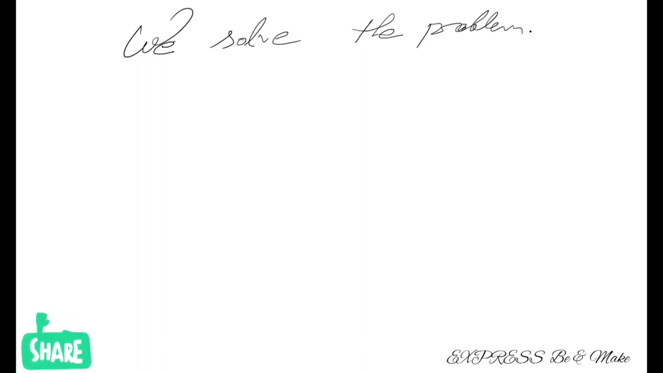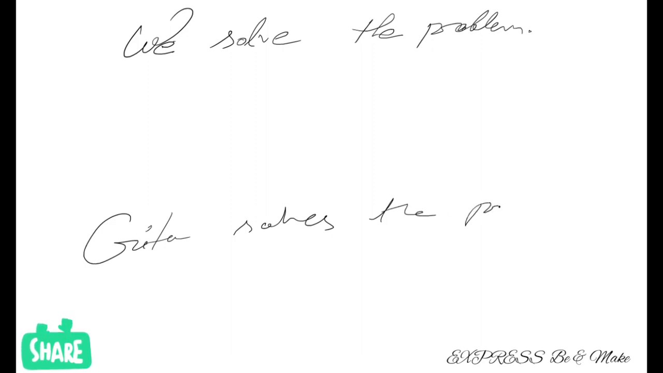We solve the problem. And here I will write one more question: Gita solves the problem. With this problem, you can see the object part is the same, isn't it? The problem. But look at the verb. Here, this is also present form, that is a present form. That means this is the V1. And this is also V1.